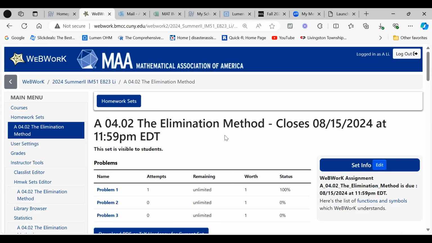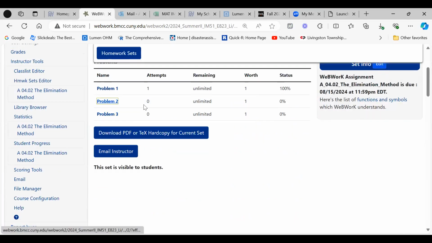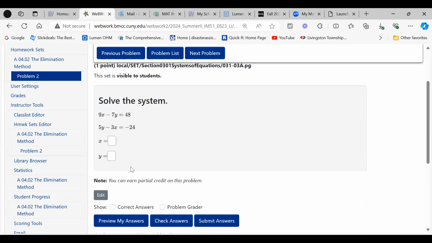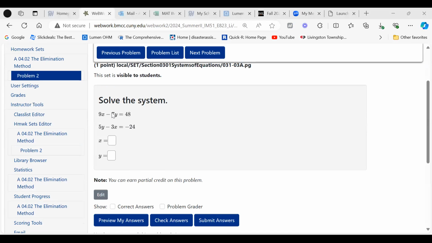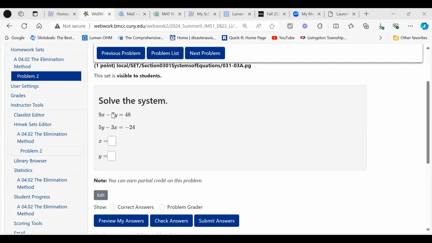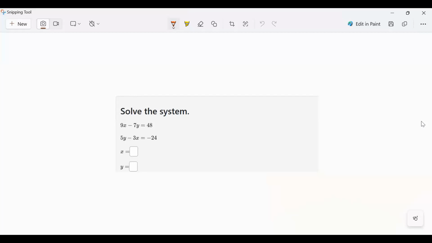So we finished question number 1 yesterday. Let's look at question number 2. All right, so we get this system of linear equations, and you're going to solve for both x and y. I'll give you a couple of minutes. Think about this. And this time, let's learn how to eliminate.